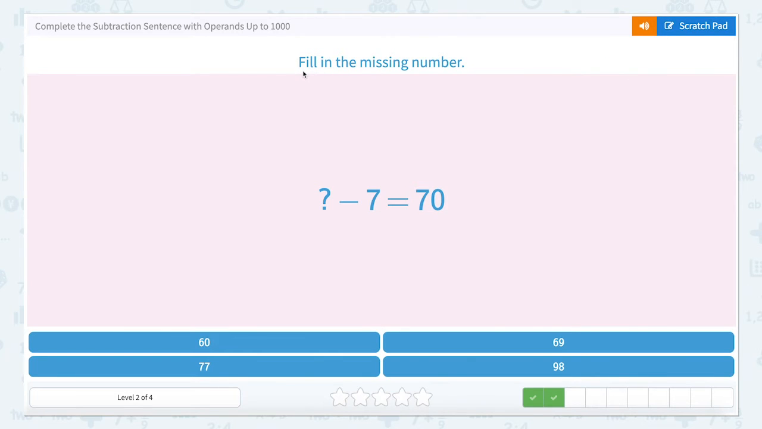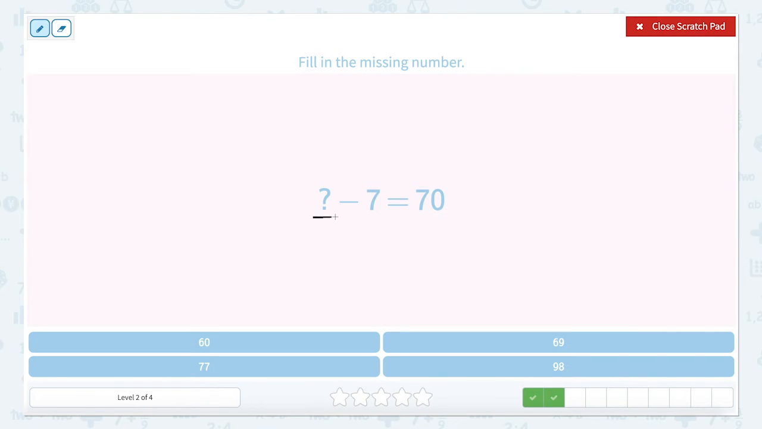Again, the directions say fill in the missing number. Let's open up that scratch pad. Something minus 7 is going to give us 70. So again, let's rewrite this as an addition problem to make it a little bit easier for us. 70 plus 7 is going to equal question mark.